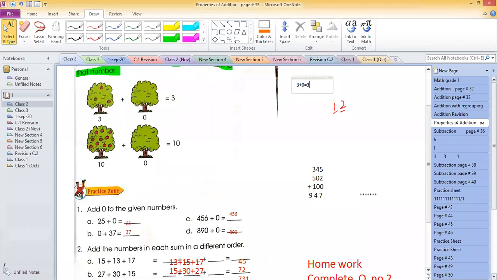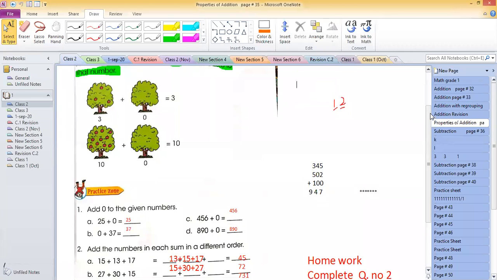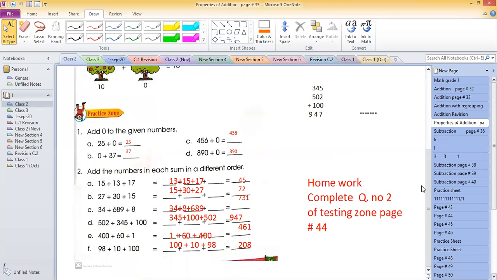Look here, if you change the order of numbers in addition, the answer doesn't change. 1 plus 2 is also 3, and 2 plus 1 is also 3. They both are equals to 3. Same here, if I ask you 2 plus 4 equals to what, so you will say 6. And if I ask you 4 plus 2 equals to what? So you will say 6. The answer will be same.